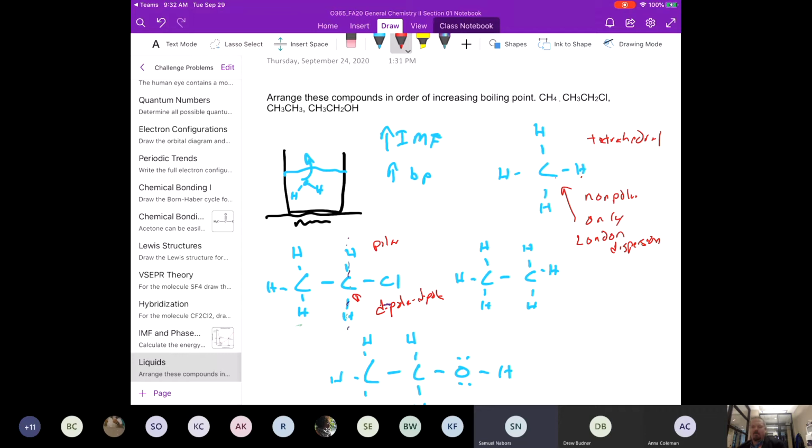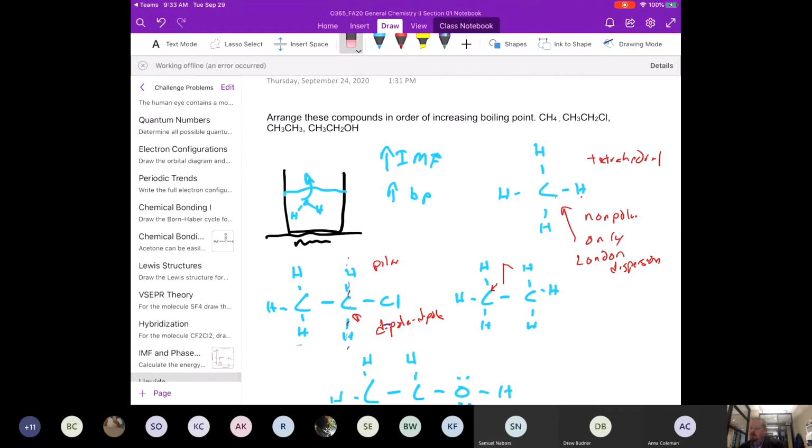So if we come back to this molecule, the next one, the CH3CH3, if we look at each one of those, because there's very little difference in electronegativity between the two carbons, they are the same and they have the same things around them. This would also be a nonpolar molecule, which means the only thing it has is London dispersion forces as well.